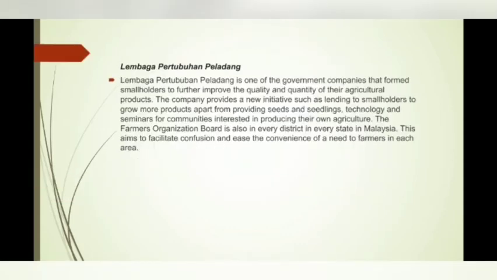Next is Lembaga Pertubuhan Peladang. Lembaga Pertubuhan Peladang is one of the government agencies that help smallholders further improve the quality and quantity of their agricultural products. It provides new initiatives such as lending to smallholders to grow more products, apart from providing seeds and seedlings, technology and seminars for communities interested in producing their own agriculture.